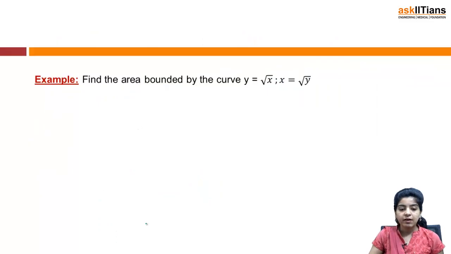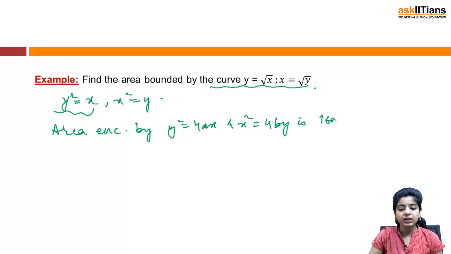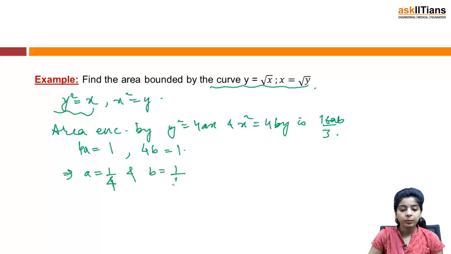Okay, let's have a look at an example also. Find the area bounded by the curve y equal to root x and x equal to root y. Now that means y square is x and x square is y, and we had the area enclosed by y square equal to 4ax and x square equal to 4by from the formula, right? It is 16ab by 3. So here 4a is 1 and 4b is also 1. So that means a is 1 by 4 and b is also 1 by 4.